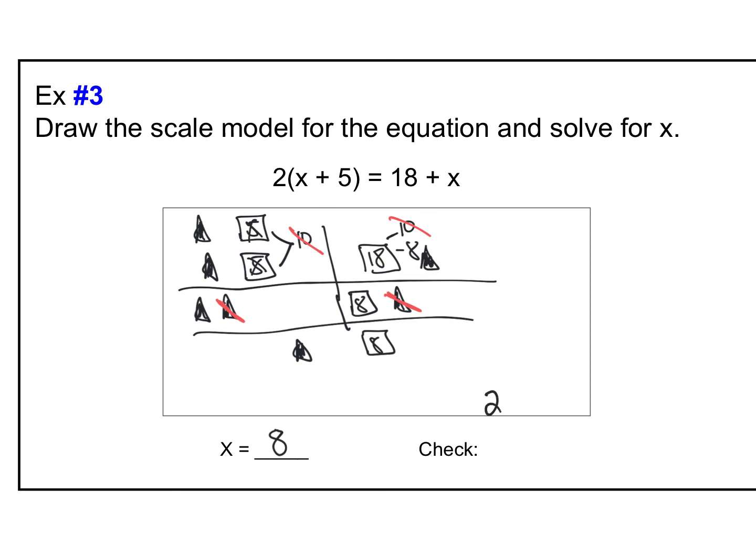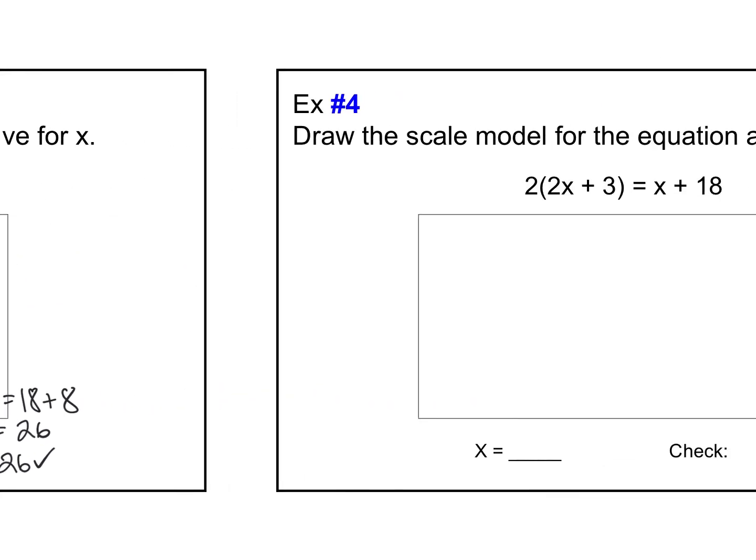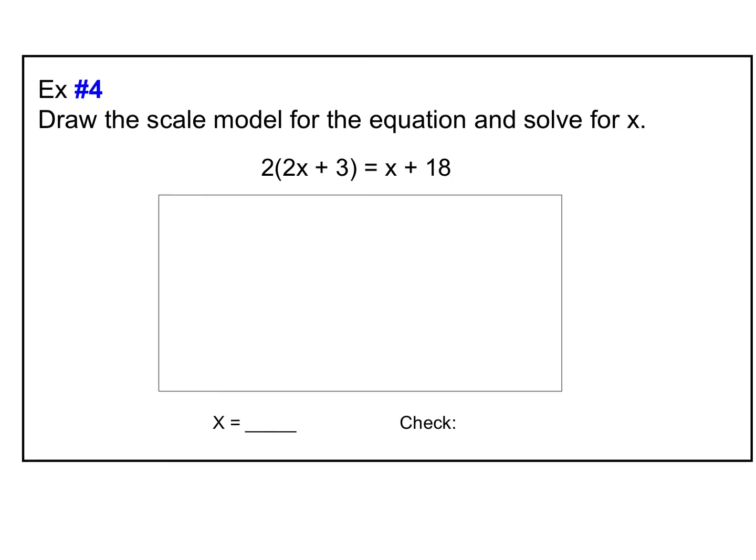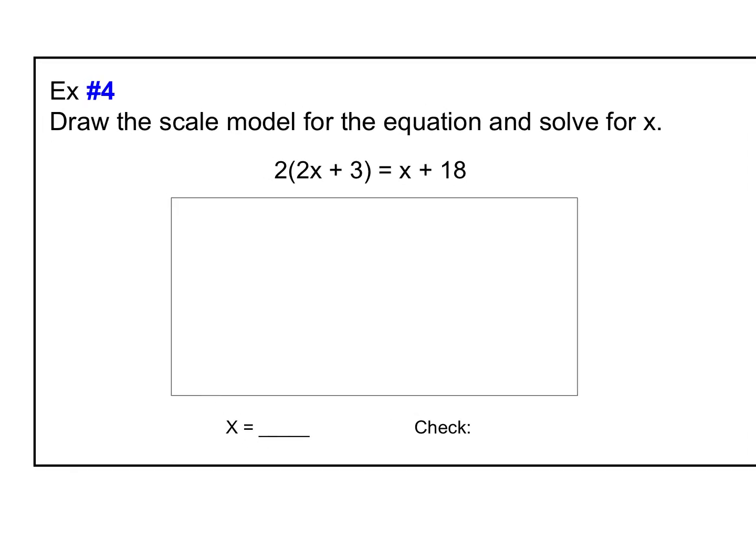Doing our check, 2 times the quantity of x plus 5 is equal to 18 plus x. 2 times 13 is the same as 26, and 26 is the same as 26. So if you're feeling okay, you can do the last problem on your own. But if you need to watch one more example, go ahead and keep watching and we'll go through this last one. So you go ahead and pause the video and restart when you need to and kind of just check your work as you're going.